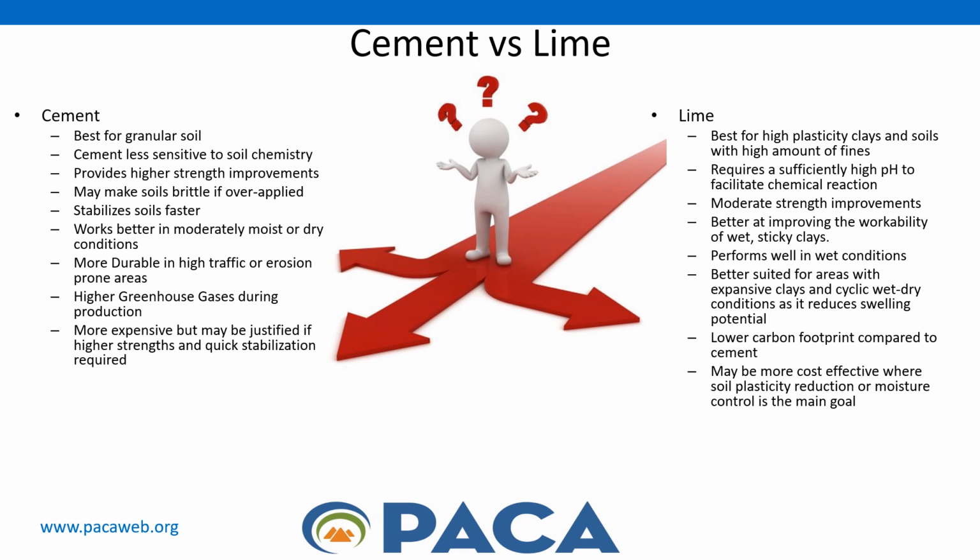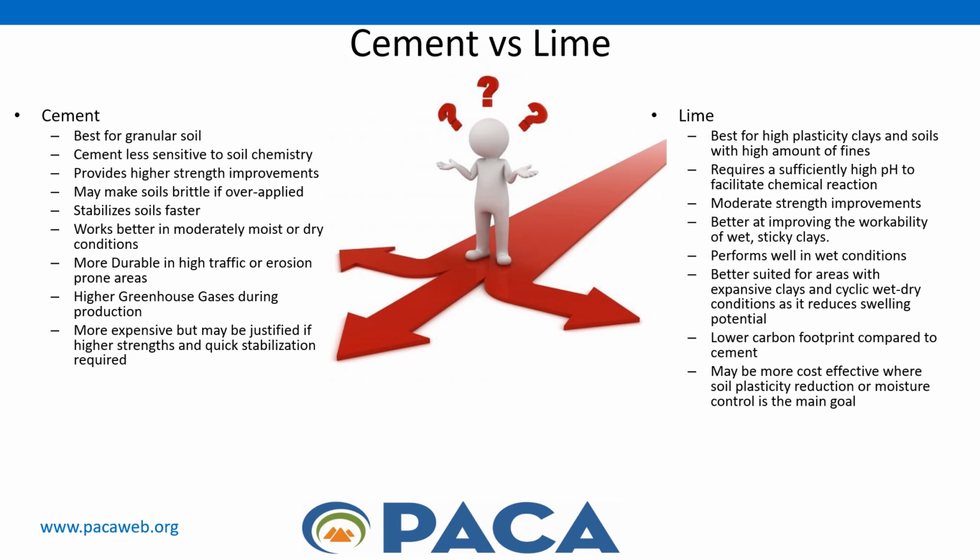Lime reduces the plasticity, shrinks swelling potential, and improves workability by altering the soil structure. Lime requires a sufficiently high pH to facilitate the chemical reaction between calcium hydroxide and the silica alumina in the soil. If the soil has a low pH or a high organic content, lime may not be effective. Cement is less sensitive to the soil chemistry, making it more versatile for stabilizing a wider range of soils.